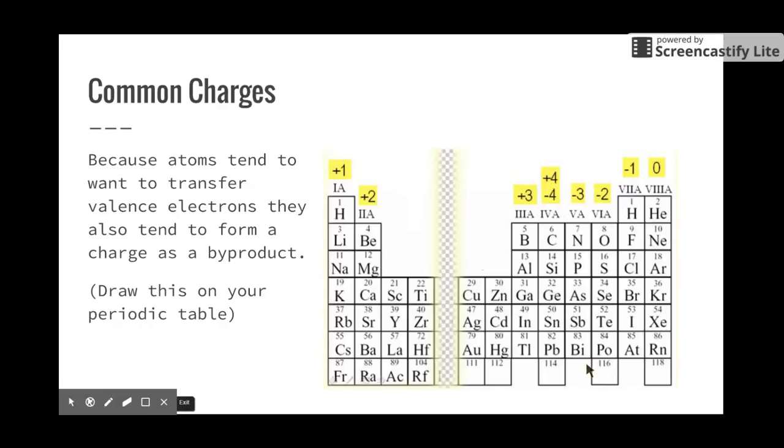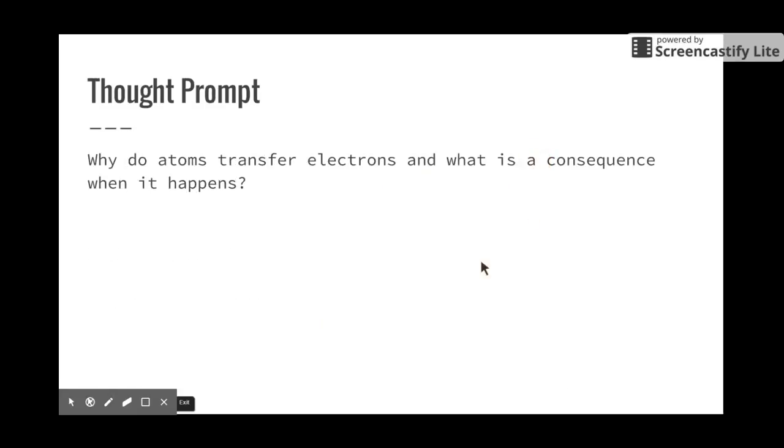These guys have 5, so it's easier to gain 3 electrons and become -3 charge. These guys have 6, so they want to gain 2. These guys have 7, they want to gain 1. So notice hydrogen is here and here. Hydrogen is kind of weird. It can go either way as well. Most of the time it wants to gain 1, so it becomes -1. Now the noble gases here, remember, they're not really reactive. They don't really combine or bond with anything. They have a 0 charge because their valence shell is full.